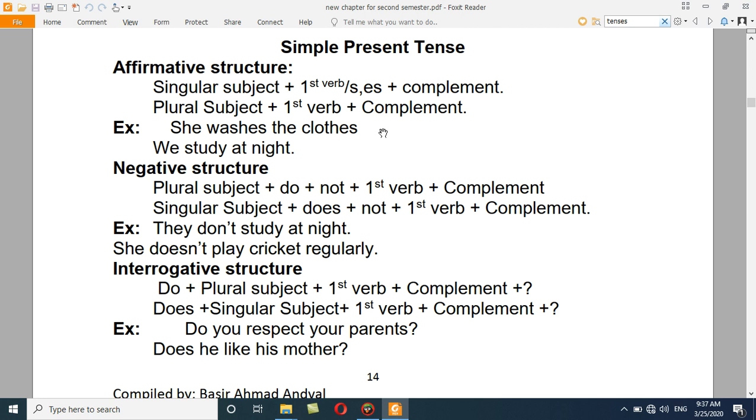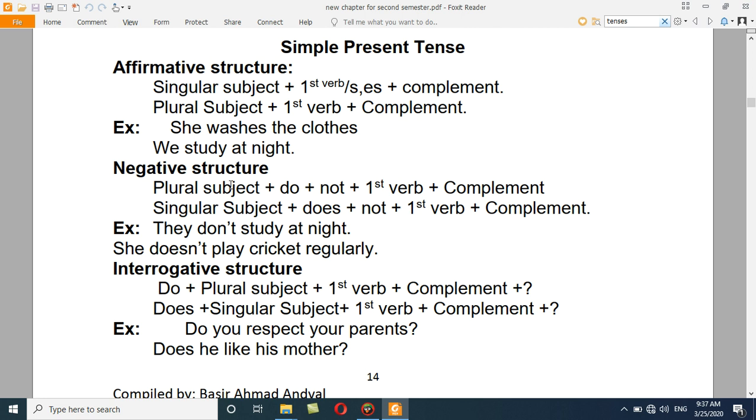Plus complement. Yad lare, if we have plural subject, so we do not put s or es with the verb. We need to use the verb in the base form. Come to the example. She washes the clothes. Means haga jami winzi. Here we add es because it ends with sh. She washes the clothes. Or if we use the plural subject, we study at night, or we go to school, and so on. So you need to make your own examples and practice regarding the affirmative structure.